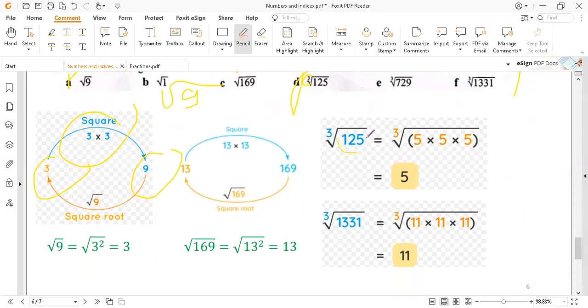For 125, for example, we can divide it into prime factors and write it as a multiple of prime factors. It is 5 power 3. So which number do we raise to the power 3 to obtain 5 power 3? It is 5. If the number is multiplied by itself 3 times inside the third root, we obtain only 5.